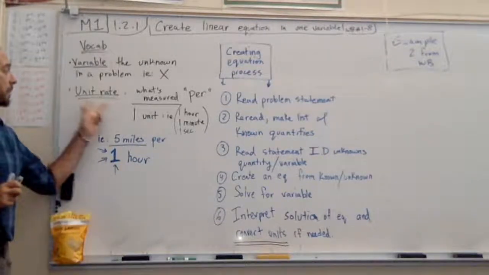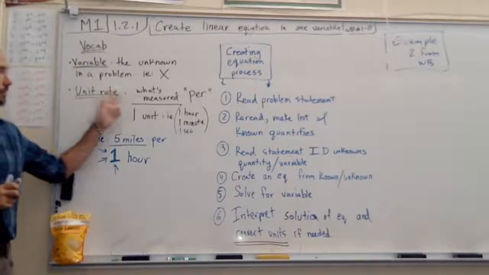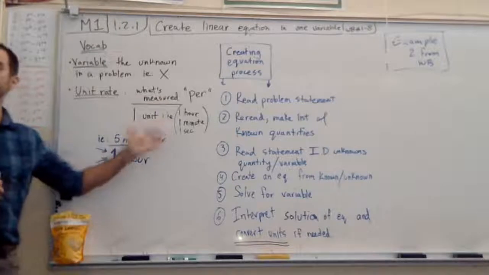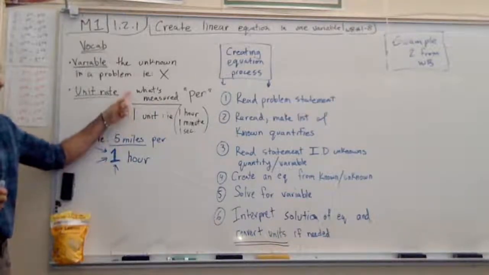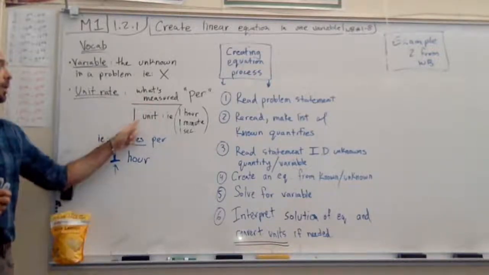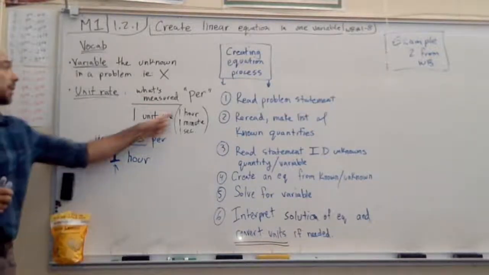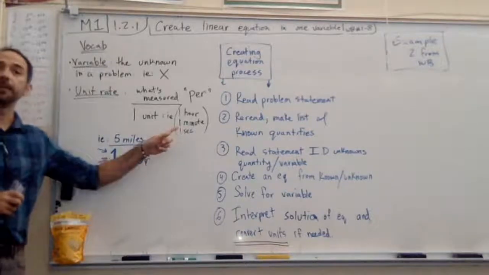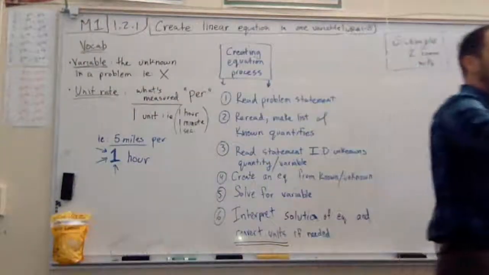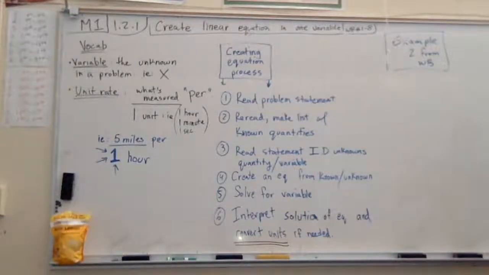Now, unit rate. We see the word per. Per implies that it's going to be in some kind of ratio here. Now watch. It's whatever is measured divided by or over 1 unit. Okay? So 1 hour, 1 minute, 1 second. When you're driving, instead of miles per 1 hour, would it be helpful to have 3 miles per 3 hours? Would it be helpful to know how far you're going in 3 hours?